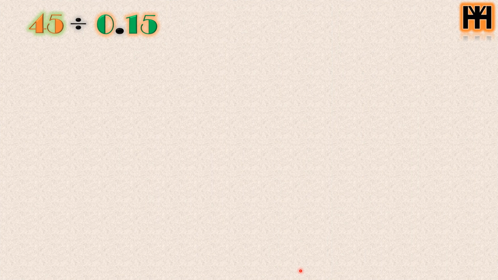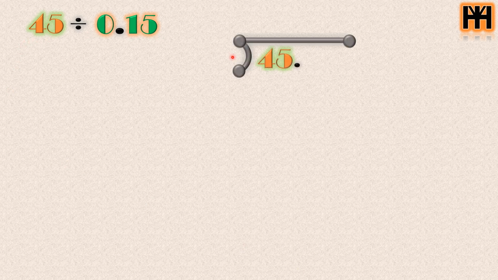Okay. Now we have 45 divided by 0.15. So I'll put 45 here and 0.15 here. Before the division, we must make this 0.15 a whole number, so we'll have to move the decimal point twice, so it will also move the other decimal point because we'll have to multiply by 100 on both sides. Okay, so 1 and 2, so it's 15 and 4,500.